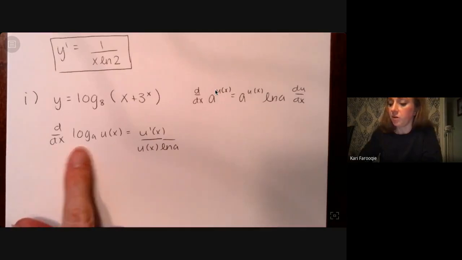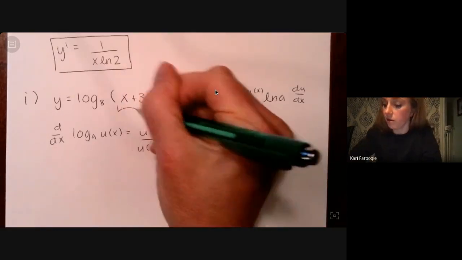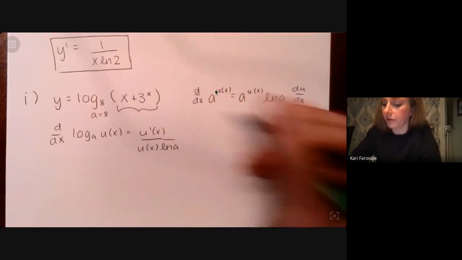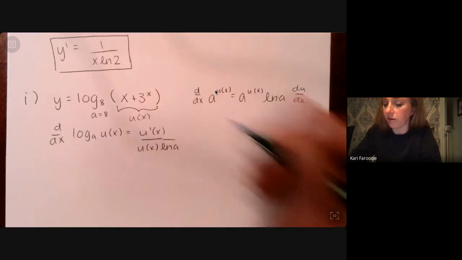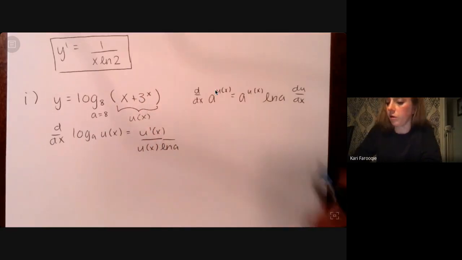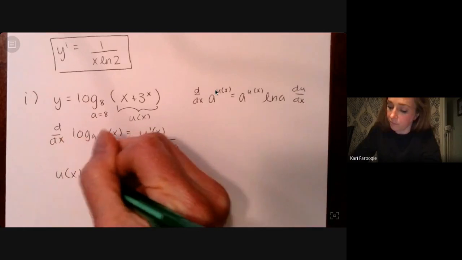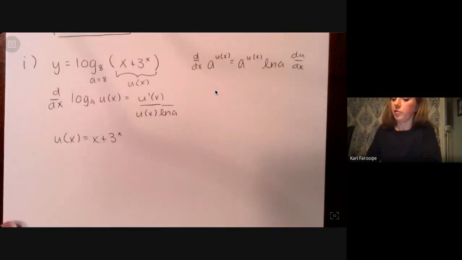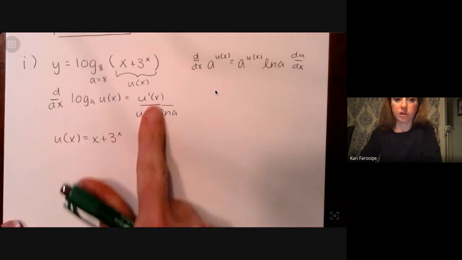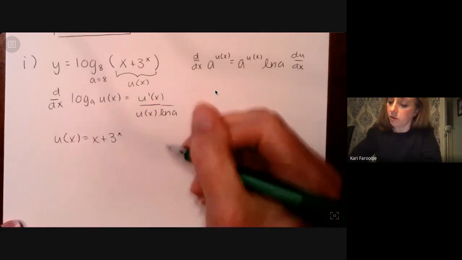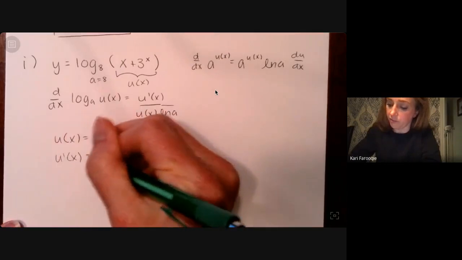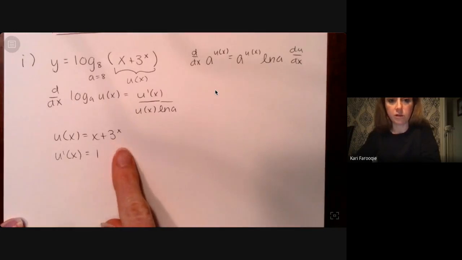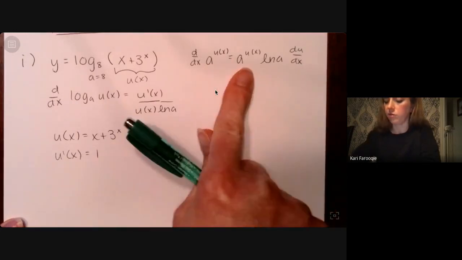Okay, so we have log base a of u of x. So we're going to let a, of course, be 8 because that's your base. And u of x is going to be x plus 3 to the x power. So in order to find my derivative, I also need to find u prime. So u prime of x is going to be, well, the derivative of x is 1, and then the derivative of 3 to the x is going to follow along with this form.